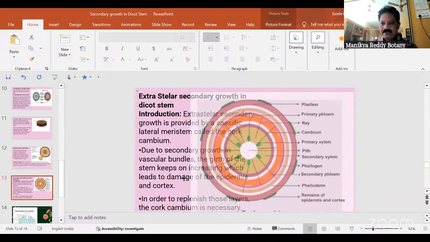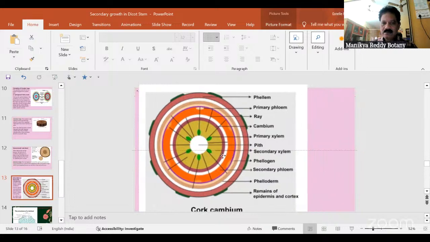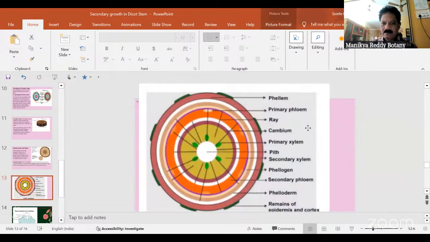Let me increase its size. Let me increase this size. See, now you can see it is now clear.